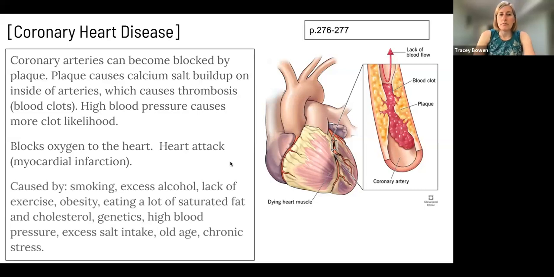And this is caused by smoking, excess alcohol, lack of exercise, obesity, eating too much saturated fat and cholesterol. It can be related to genetics, high blood pressure, excess salt intake, old age, chronic stress.